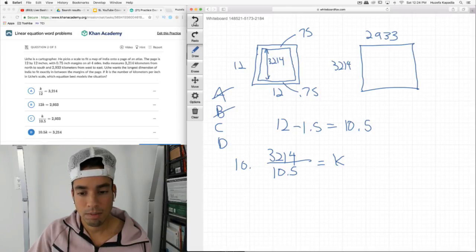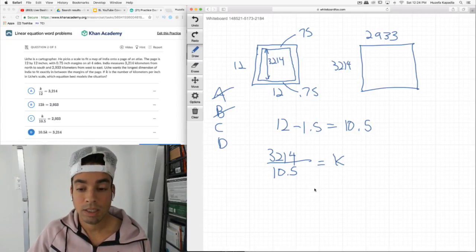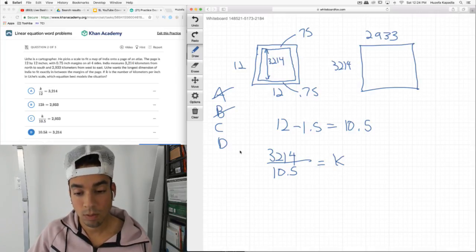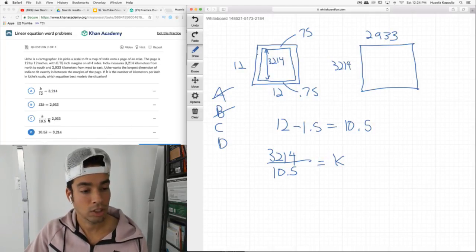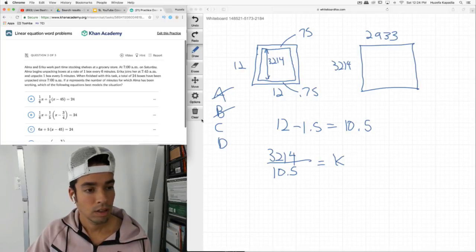If we reset back to my original equation, there's no way I can get K over 10.5. I can multiply both sides by 10.5 like I did, but I'm never going to get K over 10.5. It's not going to happen. I could get K over 3214 equals 1 over 10.5, but with our typical variable isolation tactics, we're not going to do any better. This is just not the same equation. All right, next.